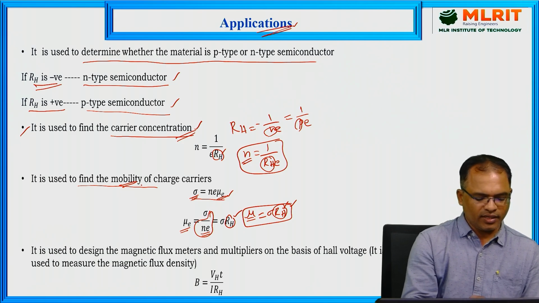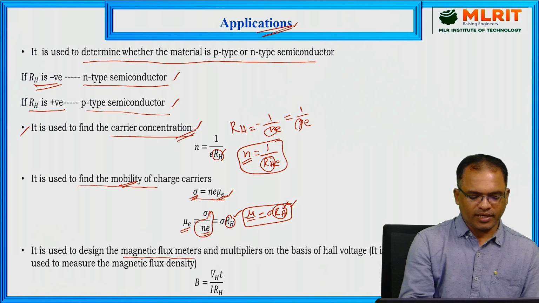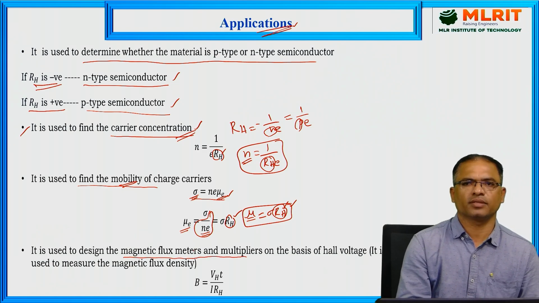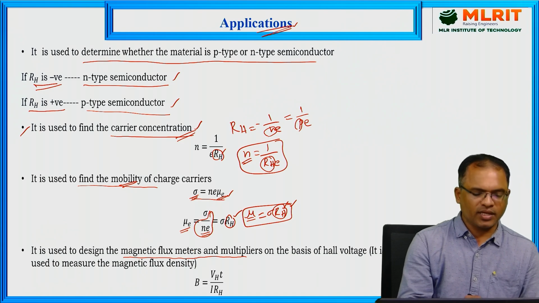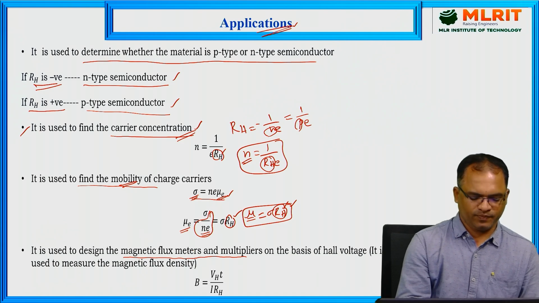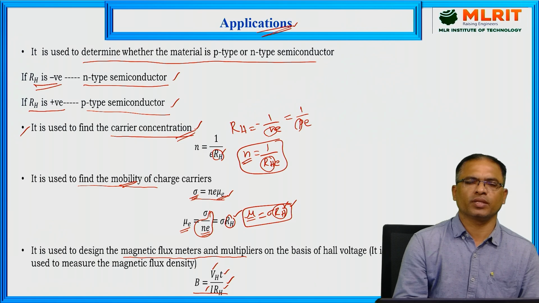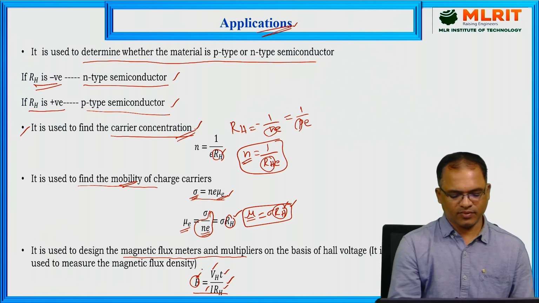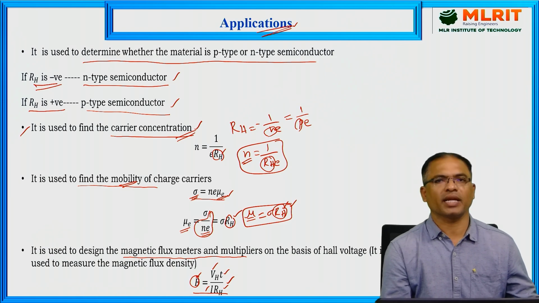And finally, the most important application of Hall effect is that it is used in magnetic flux meters. They are used to measure minute magnetic fields using this equation. Using the values of thickness, current and Hall coefficient, and also the Hall voltage which is produced during the experiment, we can calculate the magnetic flux. That is why they are used in magnetic flux meters.